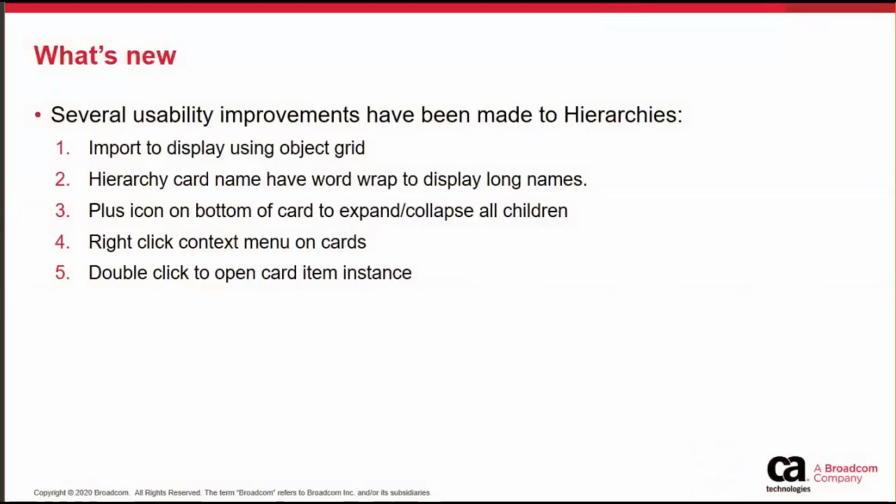Specifically, we've done the import enhancements where when you're trying to import something into hierarchy, we will use the object grid. The hierarchy card names now have the ability to wrap words if you have a long name. We also have the ability to expand and collapse the children of a hierarchy. We have added the right-click context-sensitive menu. This allows the users to be able to take action directly against those card items. And then finally, you can double-click on a specific card item to open it up, review the details, and then come back to your hierarchy.